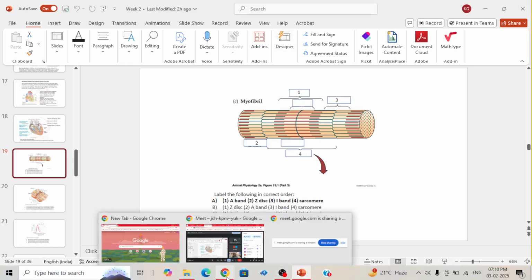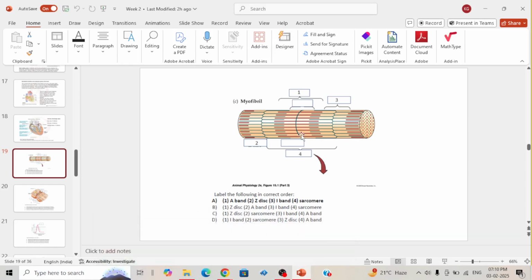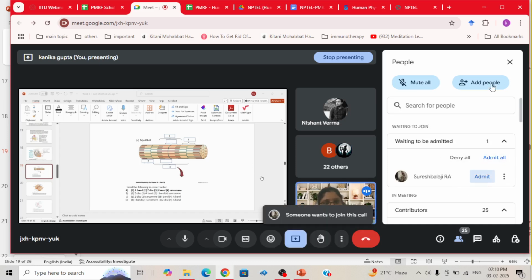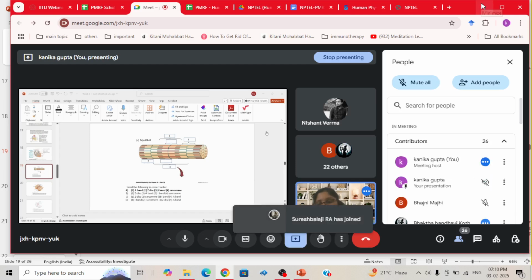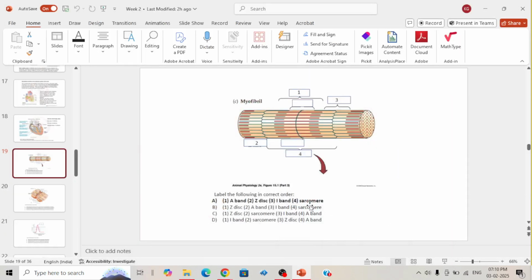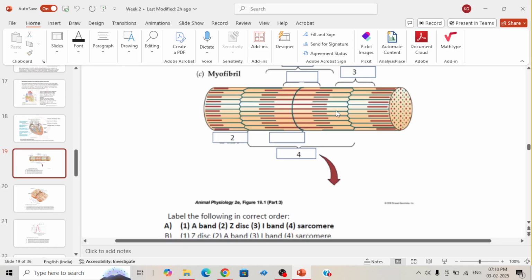And A band. Yes, it is A band. And the one which is marked as 2, it is Z line. Z line, Z disc, anything you can say. So, the one that is marked as 3 is sarcomere? Not sarcomere. See properly. The one that is marked as 3, it is the I band.